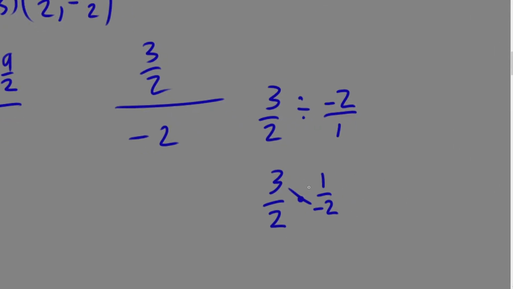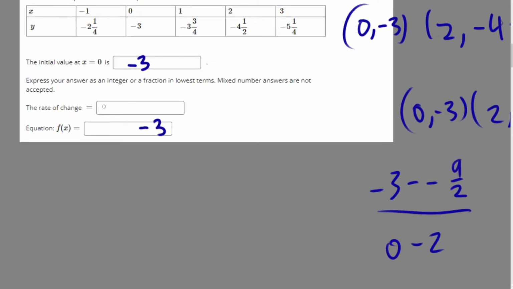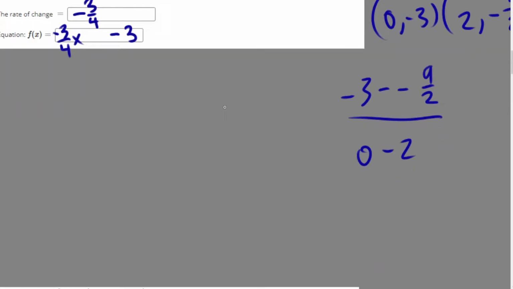3 times 1. Oh, sorry, no. You do straight across unless you can cross cancel. So 3 over negative 4 is your slope. So negative 3/4. So negative 3/4 x. Sorry, that one was kind of all over the place.